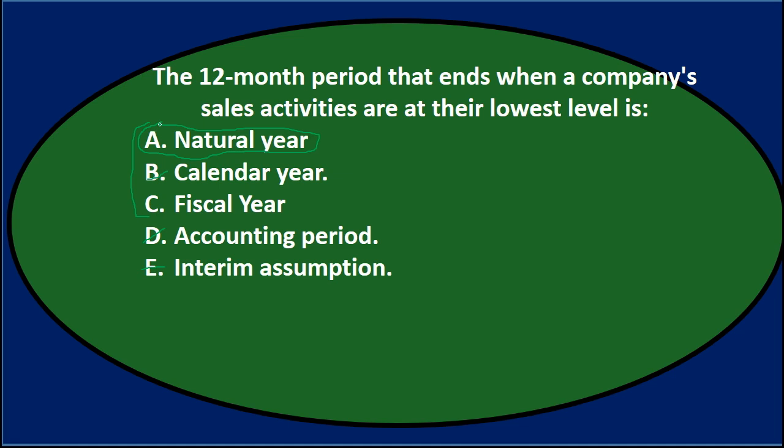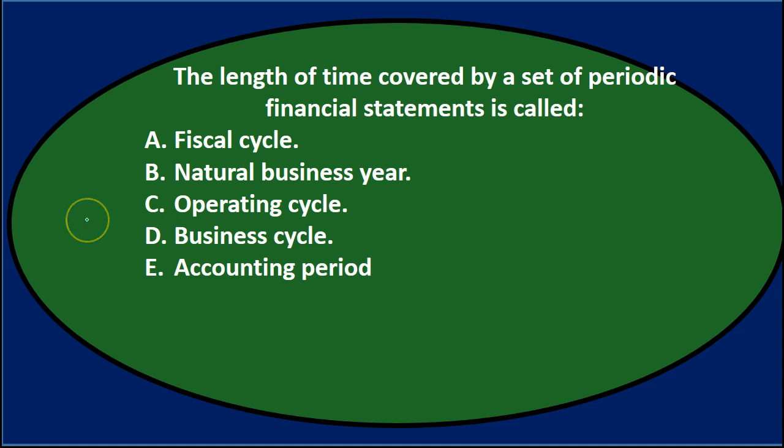So that would be something like if we think about a retailer or something like that, we know that they have certain points of time in their business cycle which are heavier than others, and they may want to align their business so that they have a natural year that ends at the lowest level. And that they might make that also their fiscal year, but they'd make it their fiscal year because it was a natural year. Next question.